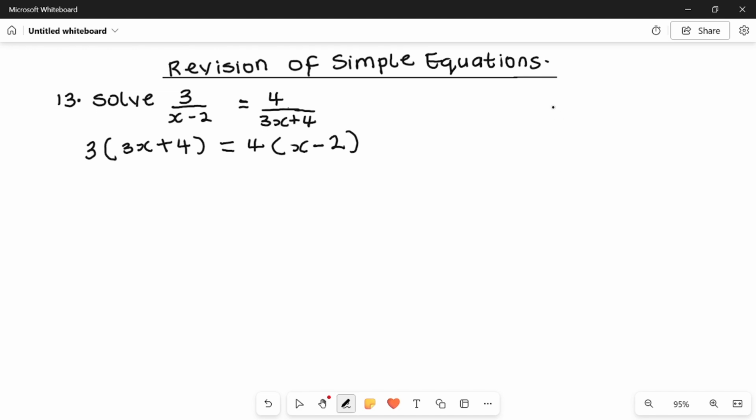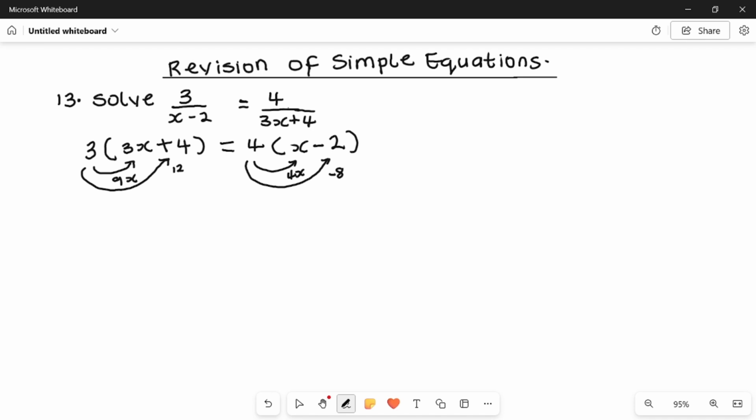You open the bracket. So 3 here will multiply 3x to get 9x. 3 again will multiply 4 to get 12, right? And 4 here will multiply x to get 4x. And 4 will multiply minus 2 to get plus times minus to get minus. 4 times 2 will get 8. So we'll bring it down.